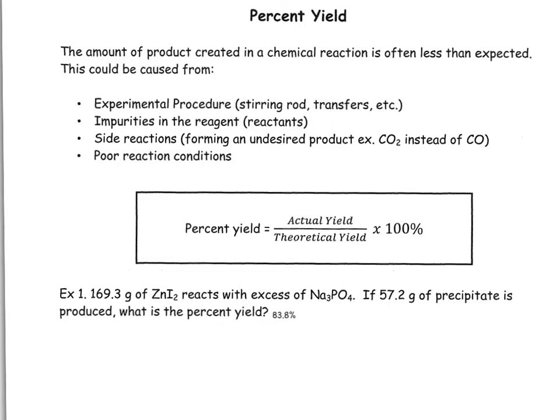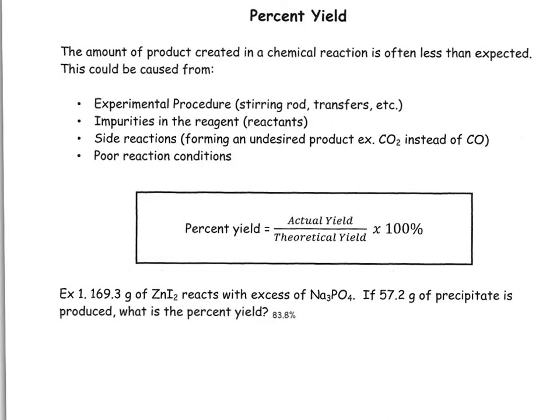Sometimes you can have side reactions occur as well, where you form an undesirable product. For example, making CO2 instead of making CO. Or having poor reaction conditions where your chemicals take so long to react, you think the reaction is over before it's really not. To calculate how efficient you are when performing a reaction, you can calculate your percent yield.